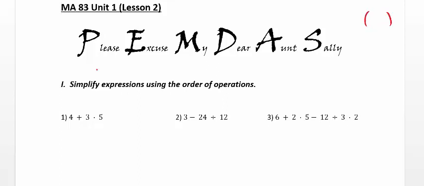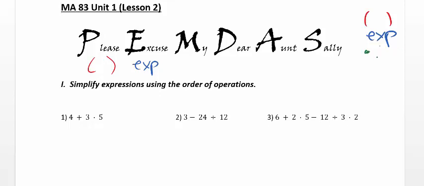And the P in please stands for parentheses. Next, you go back and do all of your exponents. The E in excuse stands for exponents. Next, we're going to do all of our multiplication and division in order from left to right.